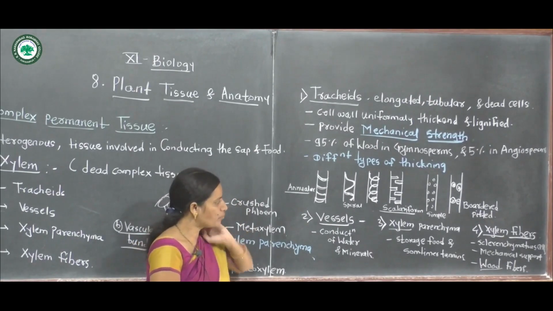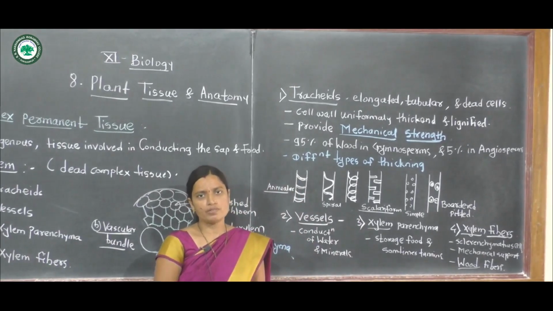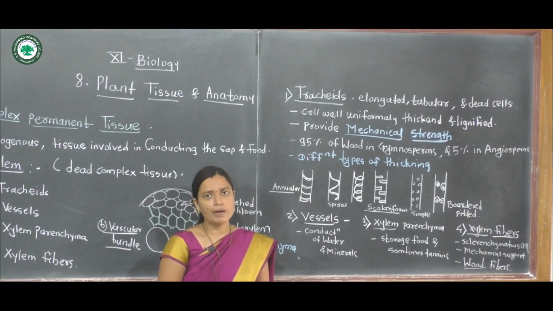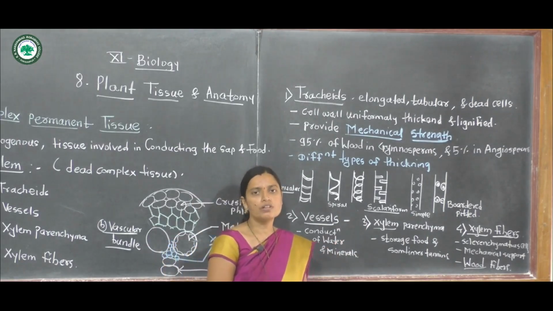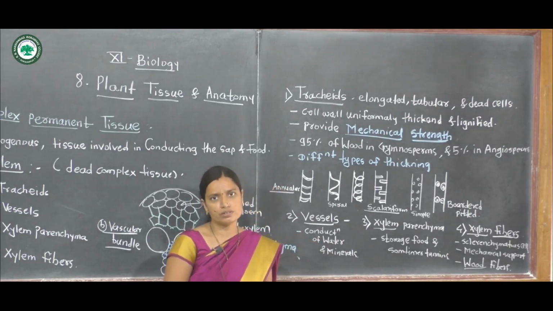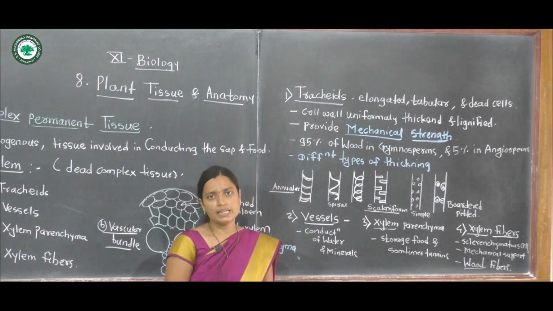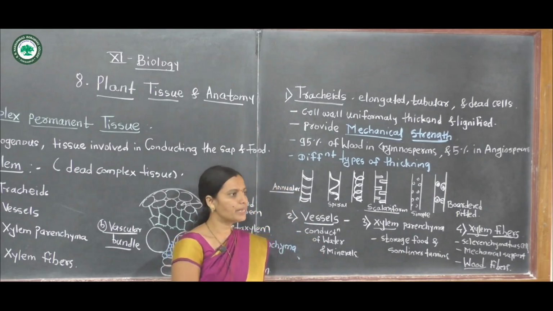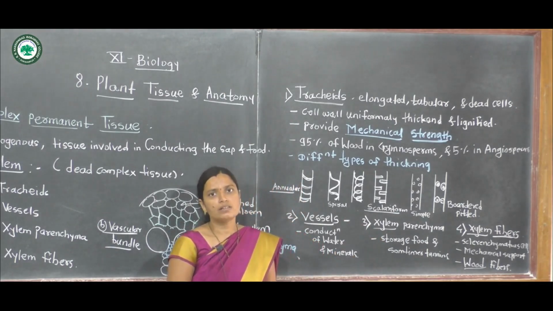The next type of cell is the xylem parenchyma. Xylem parenchyma consists of parenchymatous tissue, and its most important function is storage of food, and sometimes tannins are present in it. Xylem parenchyma cells have an important role in the storage of food material.